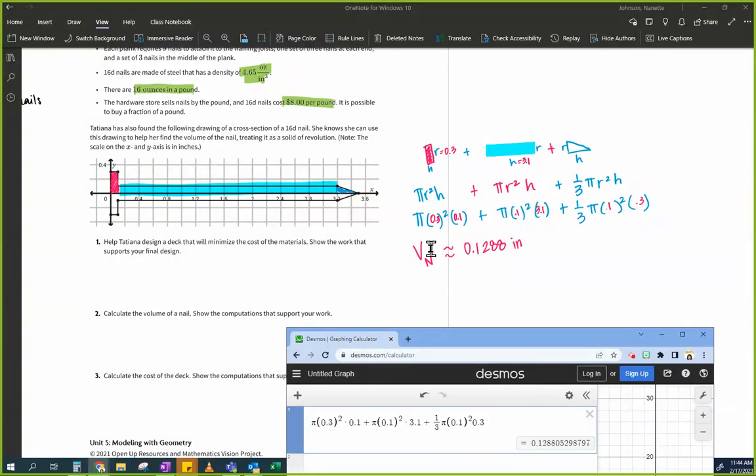So I'm going to multiply this 0.1288 times our density. Oh man, I forgot something. Hold on, I'm rushing. Inches cubed times our density. Our density is 4.65 ounces per inches cubed. Okay, ignore the numbers. I can multiply the numbers. What do you see happening here?